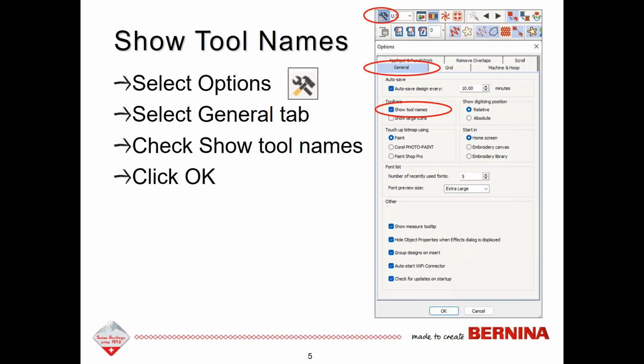Now, one thing I would suggest as you're learning the software is that you click on options, which is the hammer and the wrench that you see highlighted in the top of the screen, and go to the general tab and check show tool names. And this will name all the icons, so it makes it easier for you to learn what the icons are. And then as you use them, you'll learn about what they do.